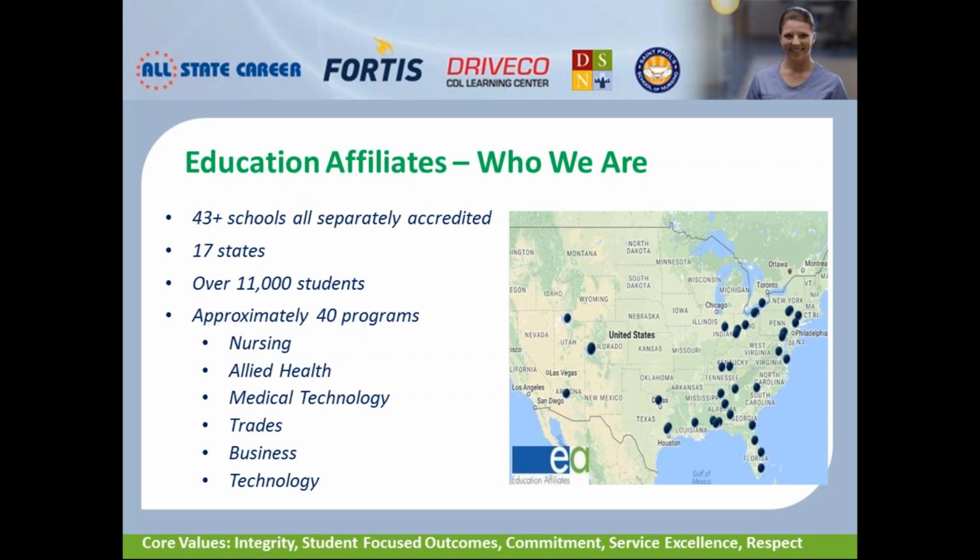proprietary space. We're in 17 different states with over 11,000 students, and we have approximately 40 programs with a focus really in the healthcare arena. About three-quarters of all of our students are focused in healthcare, with nursing, allied health, and medical technology, which encompasses a variety of programs, as well as some trades, business, and technology programs. So it gives you an idea of the scope of our institution.